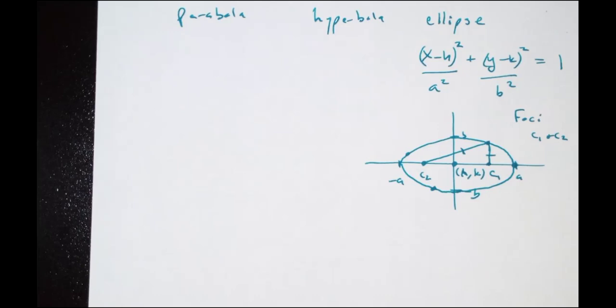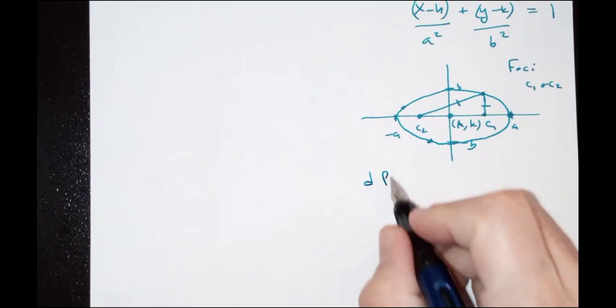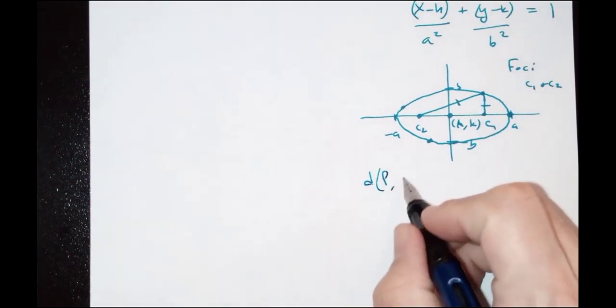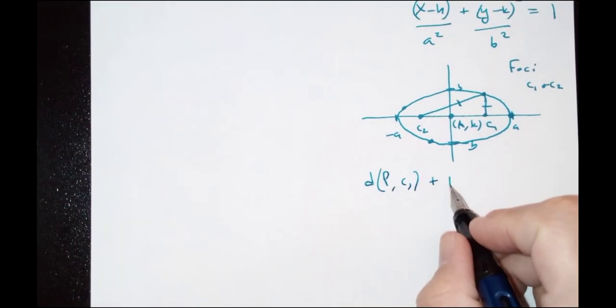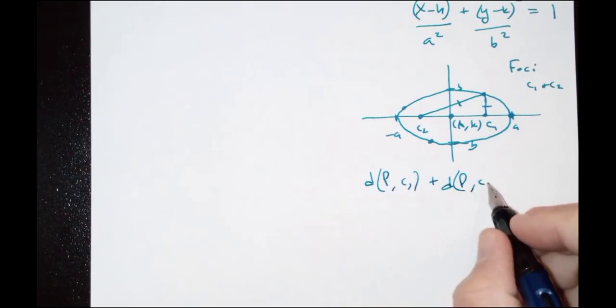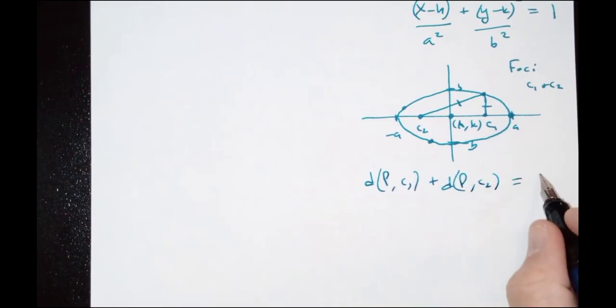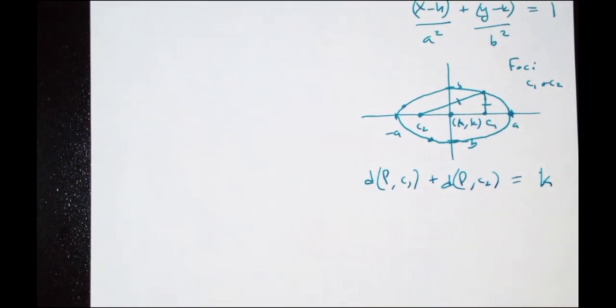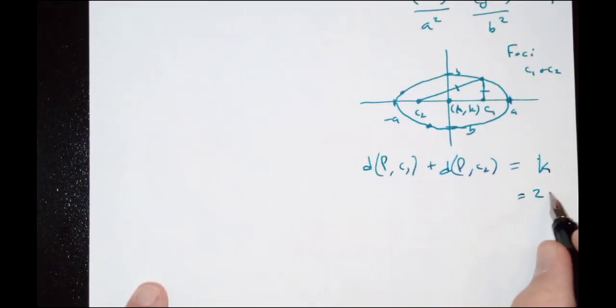The total distance, the distance from any point to C1 plus the distance from any point to C2, is a constant. And that constant happens to be the diameter of the ellipse, the long one.